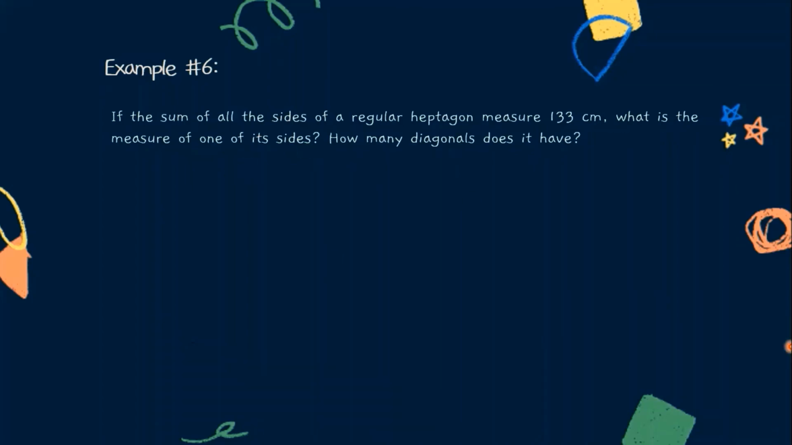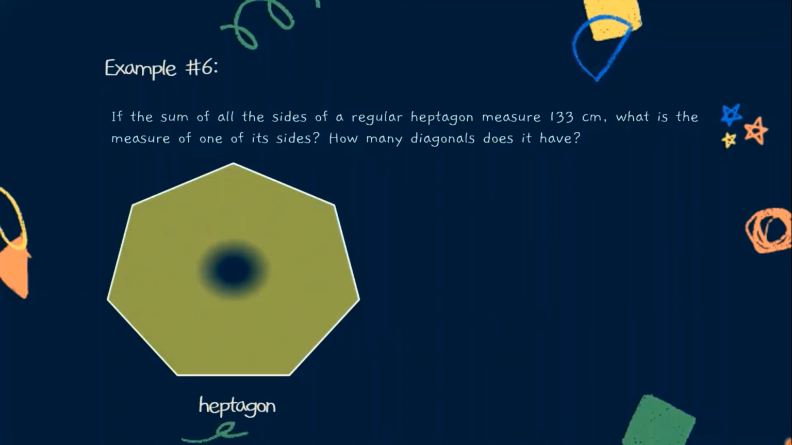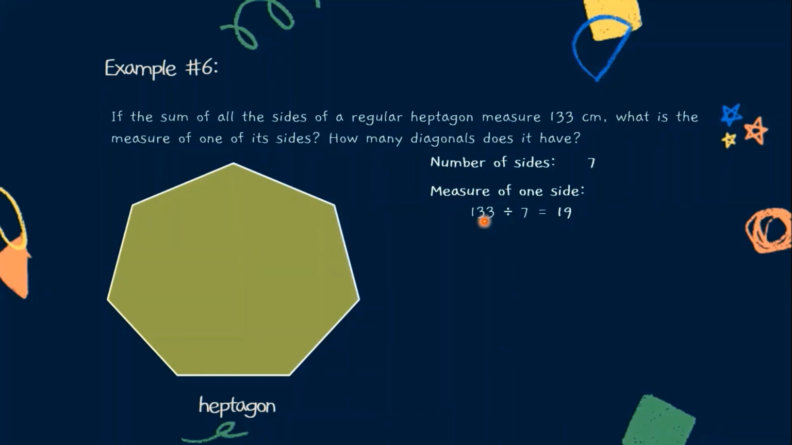Unahin muna nating hanapin yung individual side. Nabanggit na ito ay isang regular heptagon. A heptagon is a polygon with 7 sides. Para makuha natin yung measure of one side, we have to divide 133 by 7. 133 divided by 7 is equal to 19. Therefore, all of its sides measure 19 centimeters. Itong pitong sides ng heptagon na ito, since regular heptagon ito, yung sides niya ay may equal measurement, 19 centimeters each yung kanilang sukat.